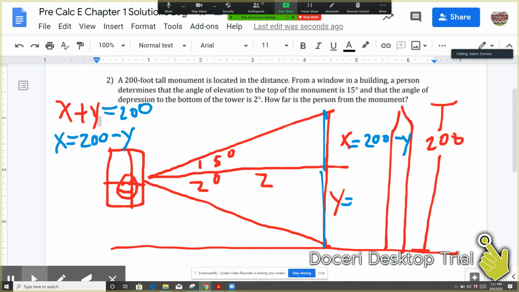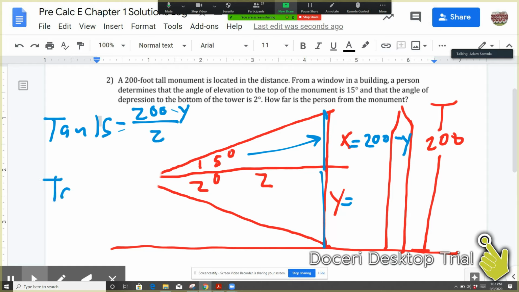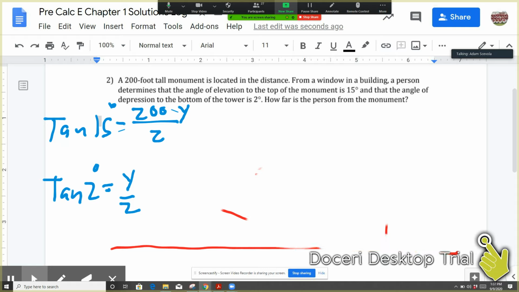So we're going to do the tan of 15 is equal to, it's tan because it's opposite over adjacent, 200 minus Y over Z. And then the tangent of 2 degrees is equal to Y over Z. If you ever have more than one variable, you need the same amount of variables as equations. Now I'm just going to do this with the calculator to show you how that works.